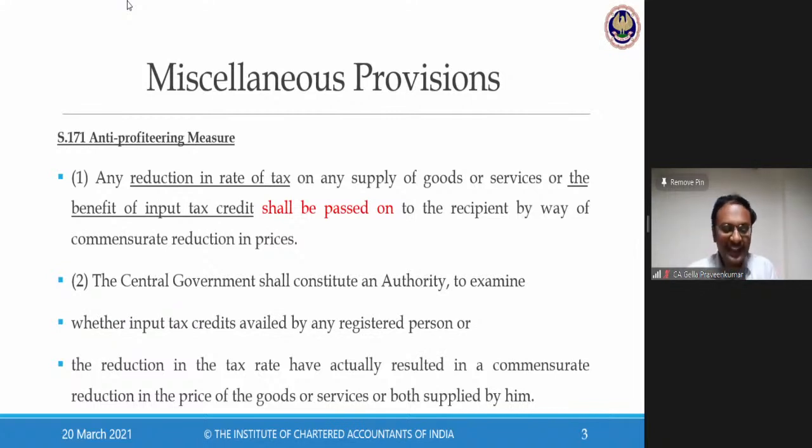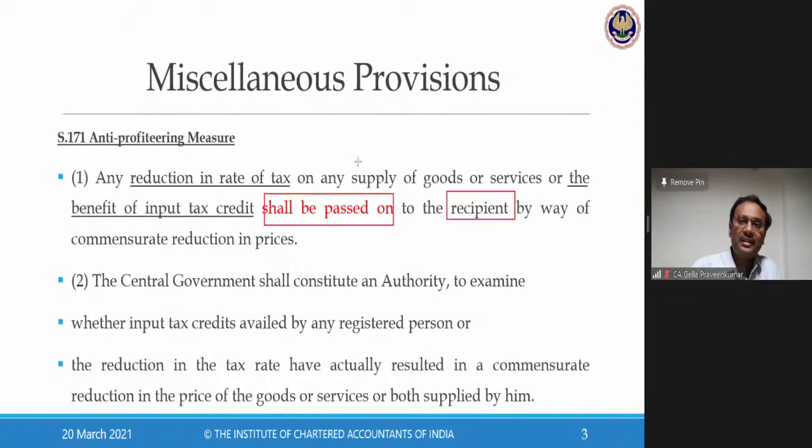Just on a lighter note, they say that the assessee has enjoyed the benefit of that particular taxation, and the benefit of that taxation should have been passed on and should have been indicated on the tax invoice. This is what the government has mentioned with respect to anti-profiteering.